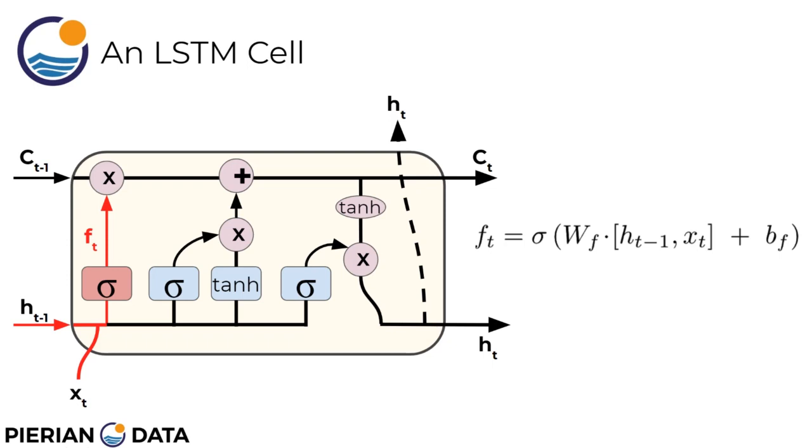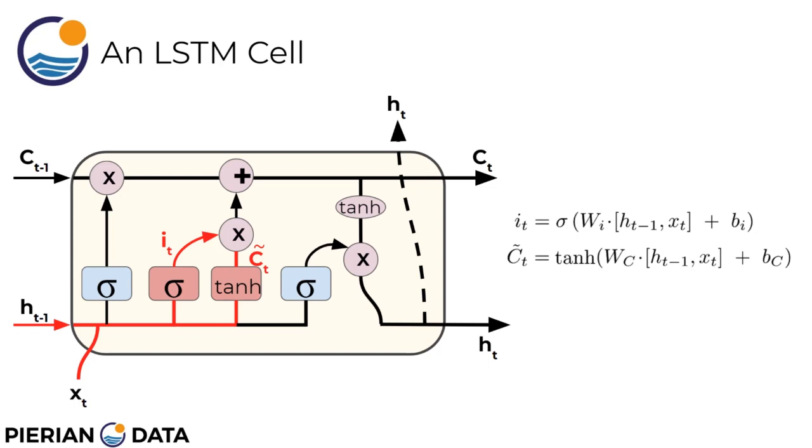And notice that it's essentially a linear combination of h of t minus 1, that previous hidden state, combined with the input at x of t, and then we have our own sets of weights for this forget gate layer, plus a bias, and then we pass it through an activation function, and then we get f of t.